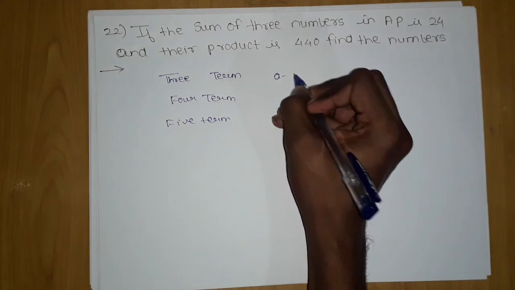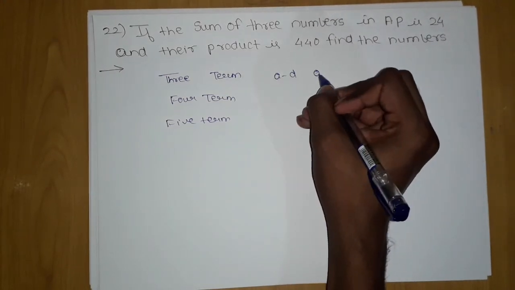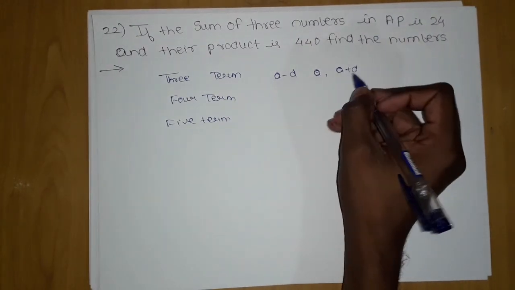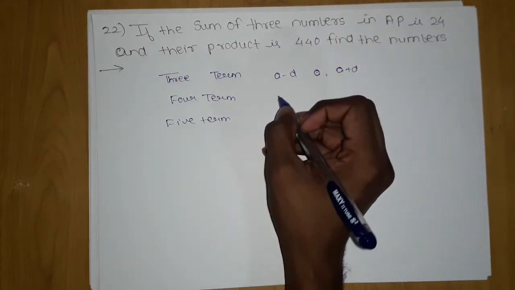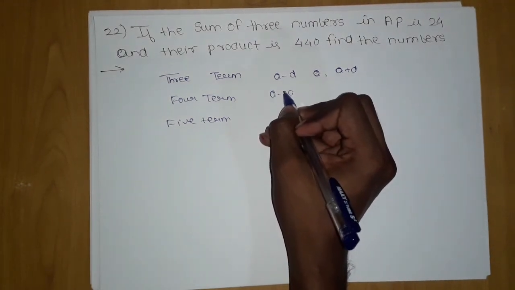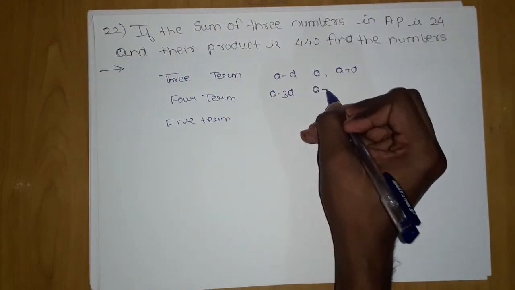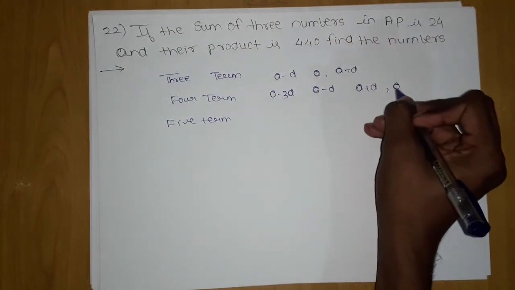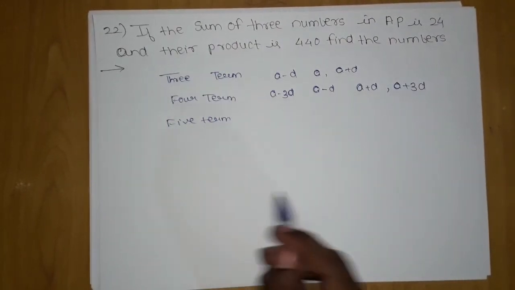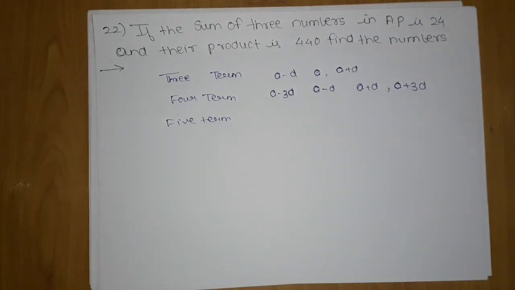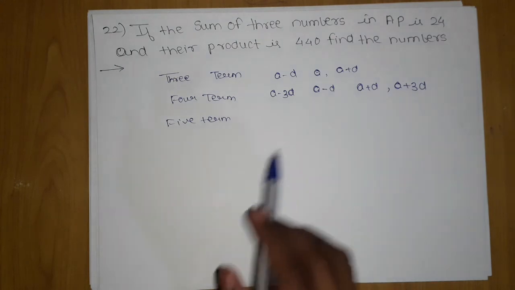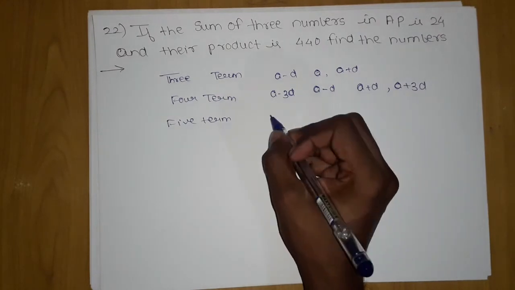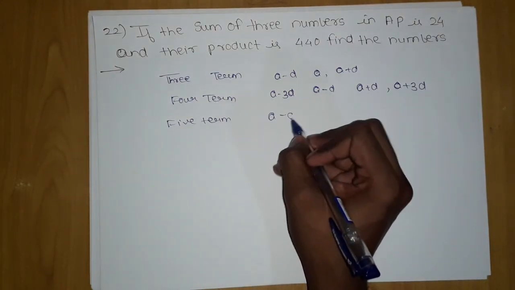So a minus d, a, and a plus d. If you subtract this from this, the difference is d, which is odd, 1 d. While here, a minus 3d, a minus d, if you subtract this from this, you will get 2d, which is even, and similarly a plus d and a plus 3d. So the remembering trick is that when the difference is even, you will take the terms like that, 3d, d, so that the difference is even, and here the difference is odd, and here it will be 5, which is odd.